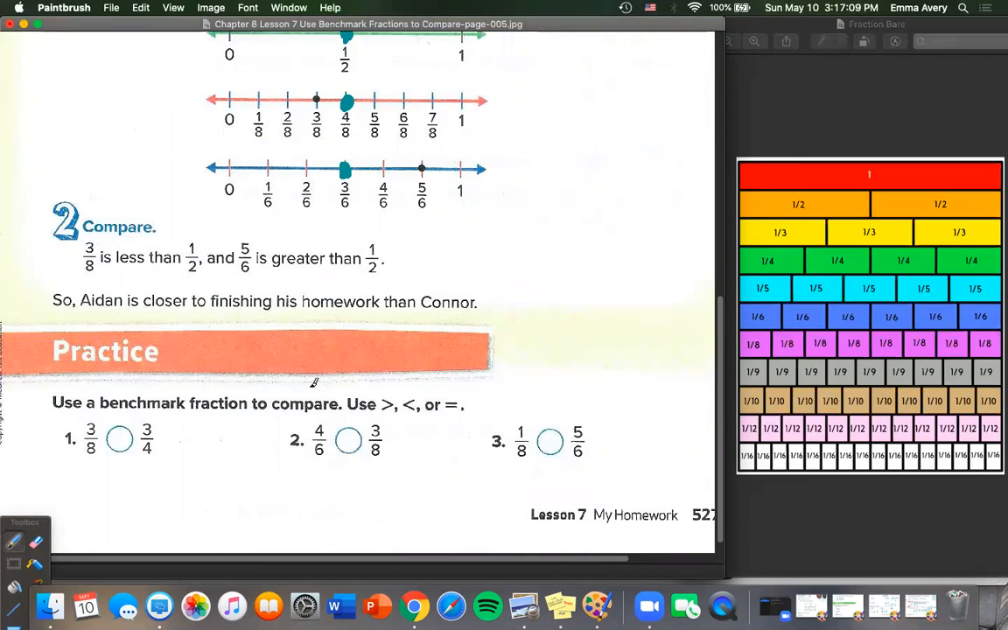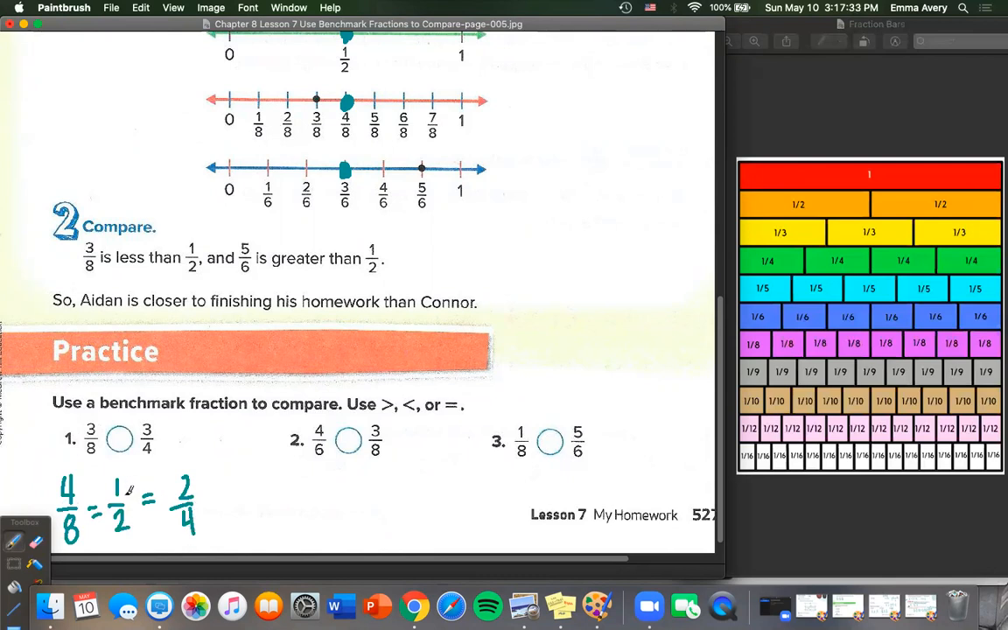So let's look at the practice. Use a benchmark fraction to compare. So we have 3/8 and 3/4. Well, we can use our benchmark fraction of 1/2. 1/2 with a denominator of 4 is equal to 2 over 4. And 1/2 with a denominator of 8 is 4 over 8.